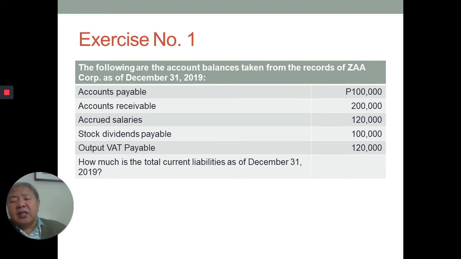Okay? So number one, accounts payable. Is this a liability? Is this a current liability? Okay, the answer is yes. So that is part of current liability because that is a supplier's account. Number two, accounts receivable. Is this a liability? To begin with, it's a receivable. It's not a payable. So this is an asset account. Okay, accrued salaries. Yes, you are correct. This is a liability. Okay, how about stock dividends payable?